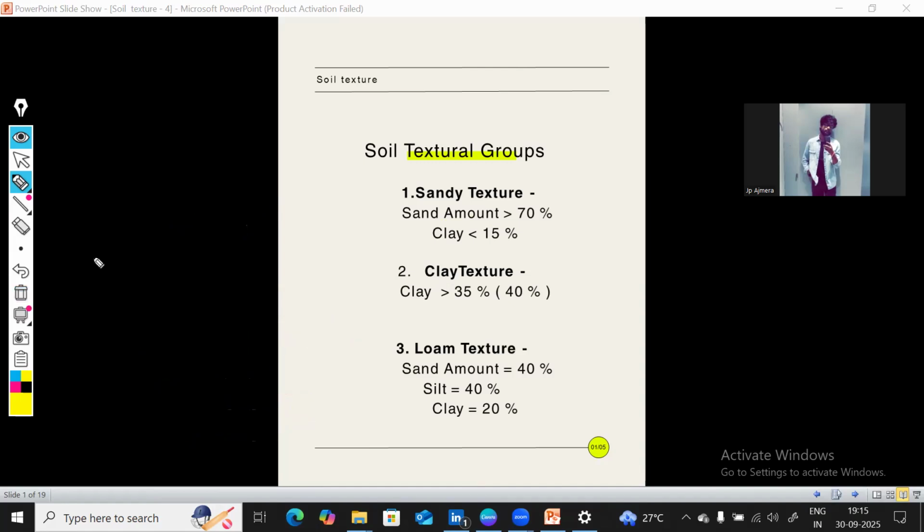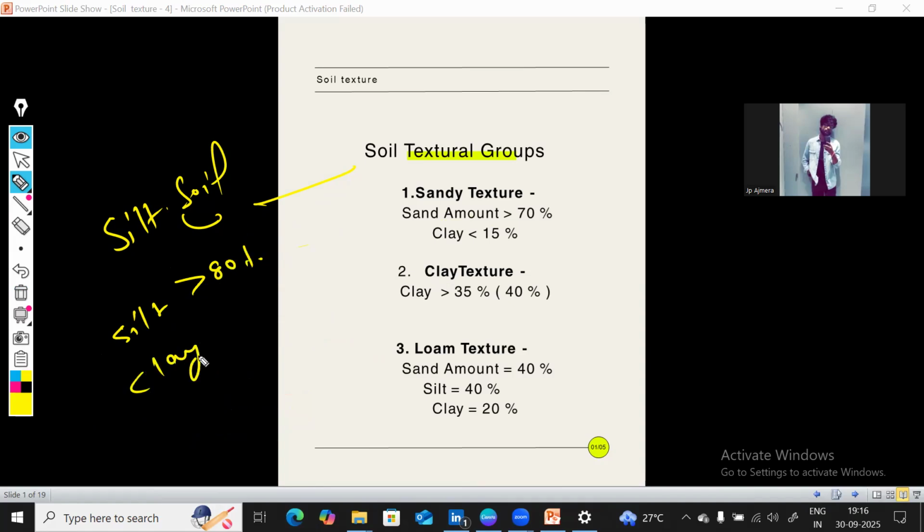All right, there is one more soil textural group, that is silt. You can call it silt soil as well, as a soil textural group. If soil has more than 80% silt and less than 12% clay, that soil will be considered silty soil. Simple as that.